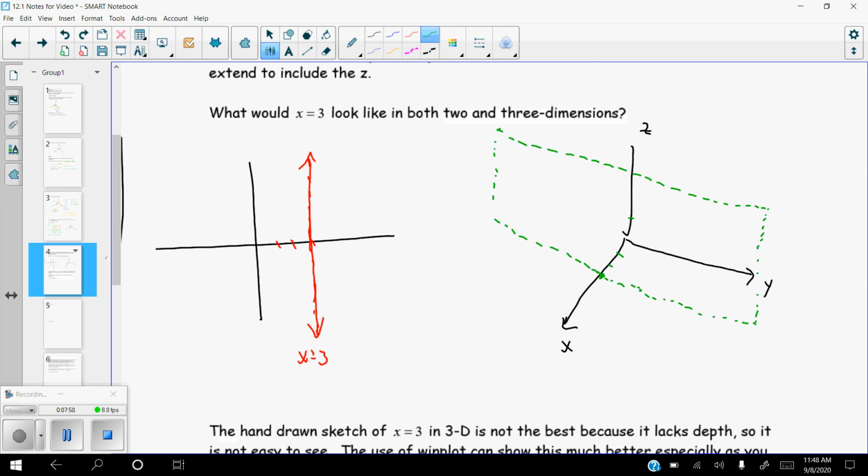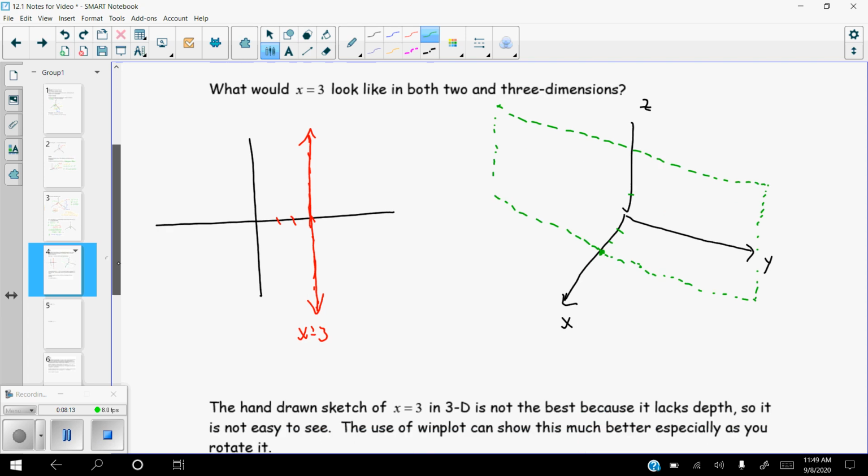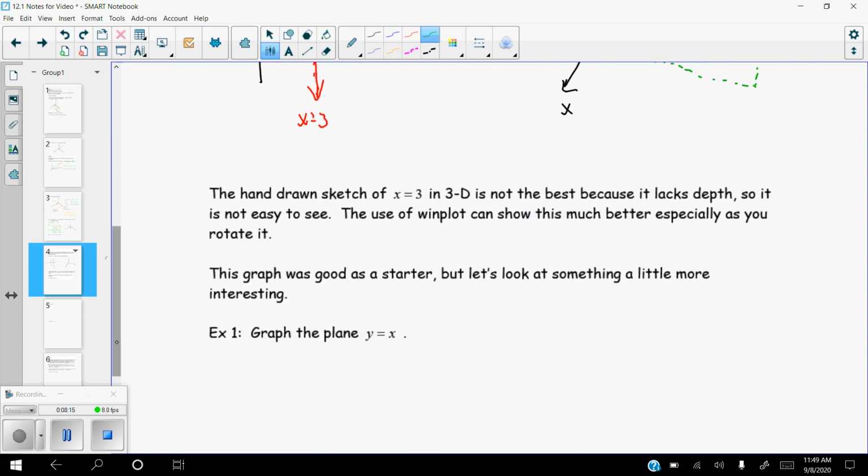And again, this would actually technically extend down below the XY plane and above the XY plane and left and right, goes on forever. There's just no way for us to physically draw that. So it's just kind of a snippet of that plane. So again, hand-drawn x equals 3 in 3D is not the best because it lacks depth. So it's not going to be easy to see.